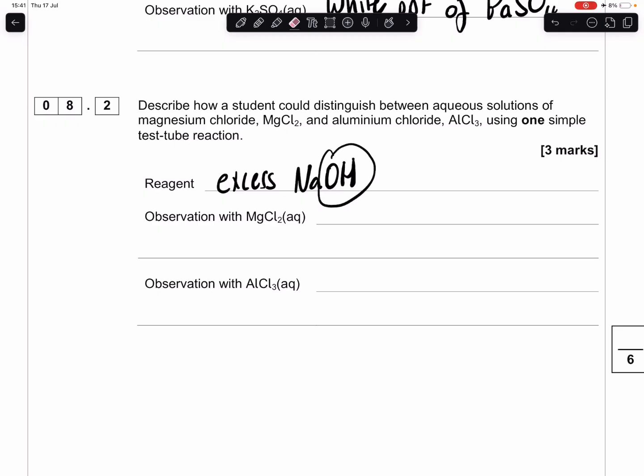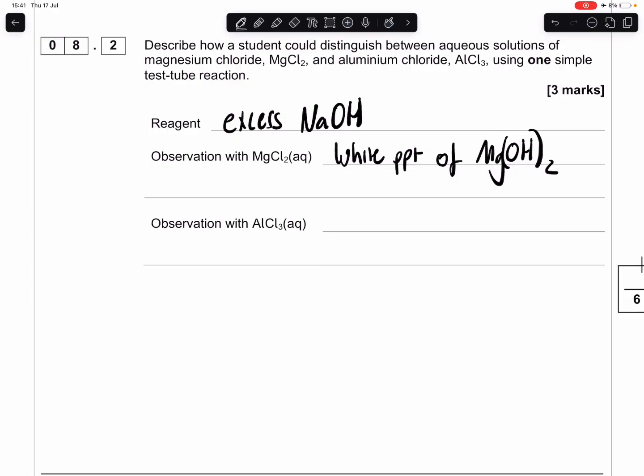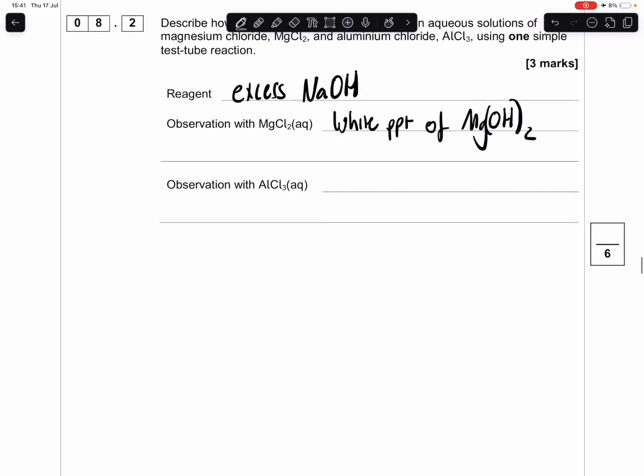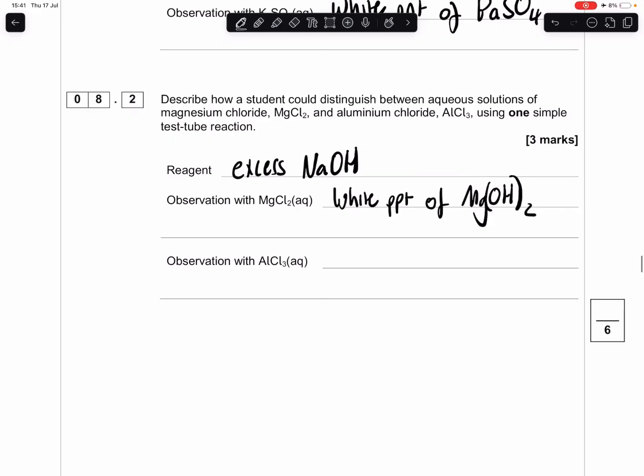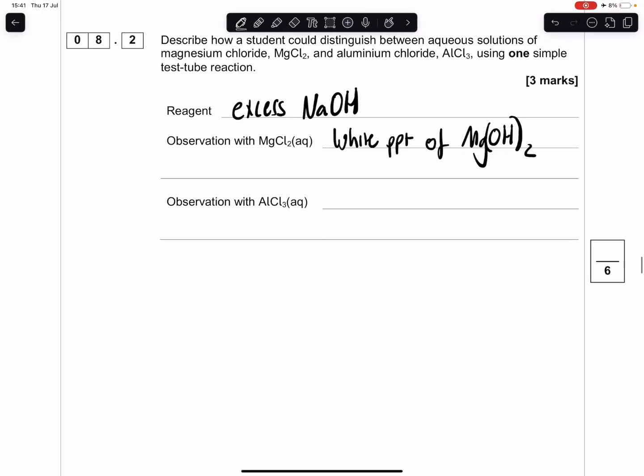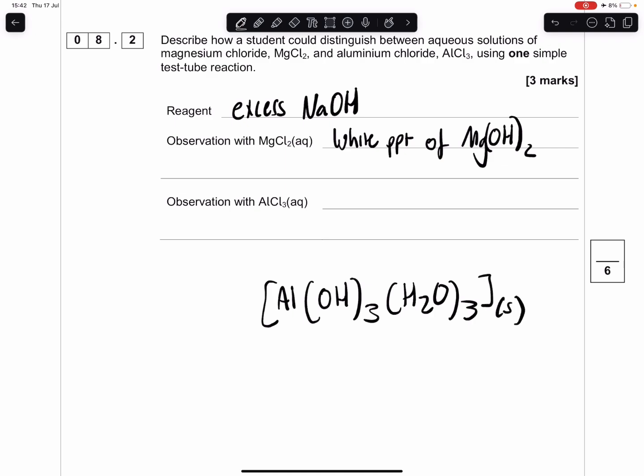So if we add our OH minus here, with our MgCl2, we're going to get a white precipitate of magnesium hydroxide. So that's our white precipitate of magnesium hydroxide. And here, we also get a white precipitate of aluminium hydroxide. But what's devious about this is if you add excess sodium hydroxide, it will redissolve. And my understanding of this is because it's aqueous here. When we add hydroxide, at first, we're going to get this insoluble white precipitate of aluminium hydroxide.